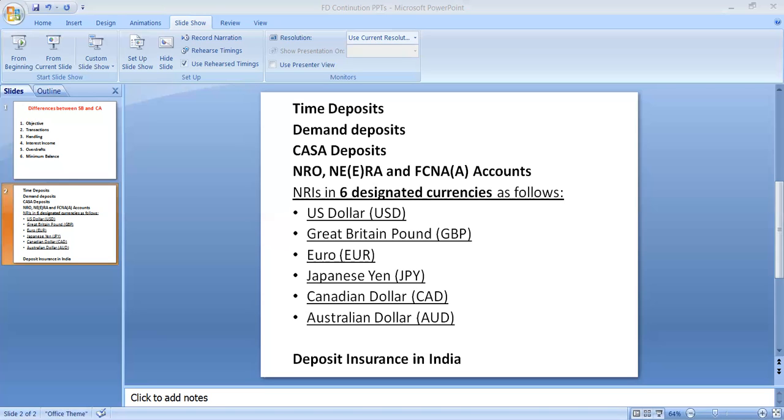So the higher the CASA percentage ratio, that indicates the comfortable position of the bank.